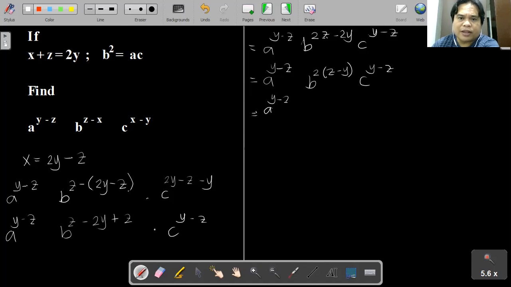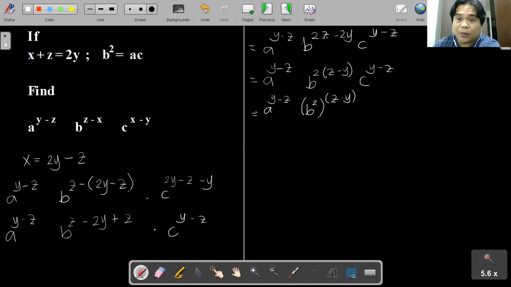Now, please agree with me if I say that b to the power of 2 times z minus y is the same as b squared to the power of z minus y, right? Because according to the law of exponents, when you have an exponential expression raised to another exponent, all you have to do with the exponents is just multiply them. So you can even do the vice versa of that process. Basically, these two expressions are the same.